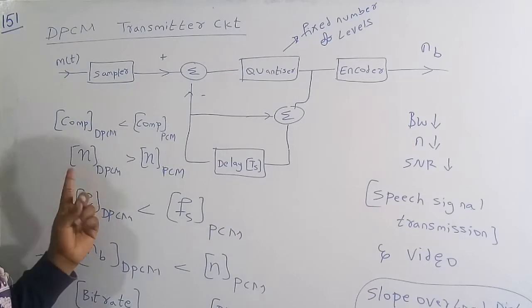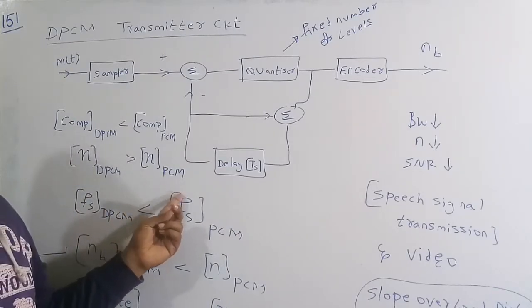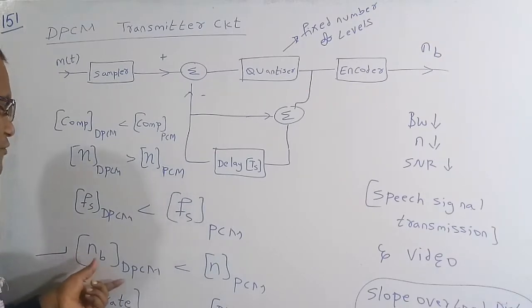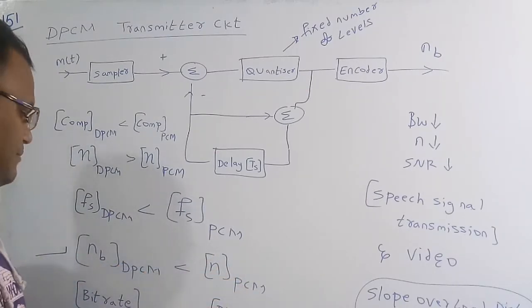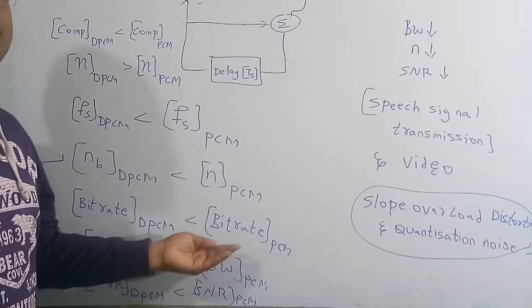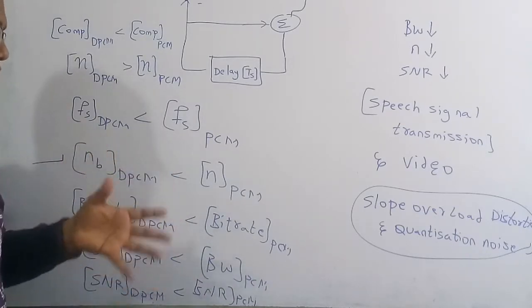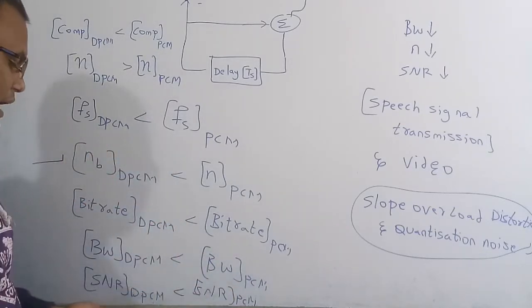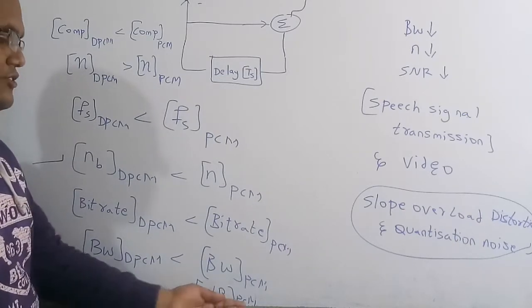And also the efficiency of DPCM is very high when compared to the efficiency of PCM. The number of bits in DPCM is lesser than the number of bits used in PCM, and the bit rate of DPCM is very low when compared to the bit rate of PCM. The bandwidth in DPCM is also less when compared to the bandwidth of PCM, and the signal to noise ratio in DPCM is always lesser than in PCM.